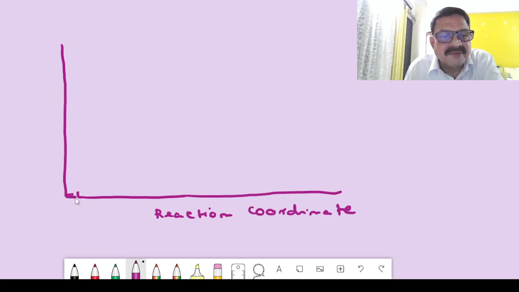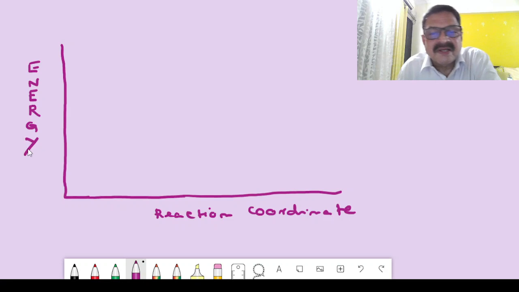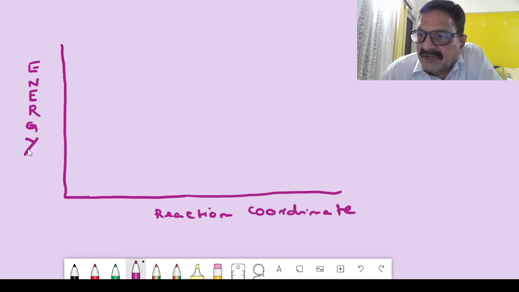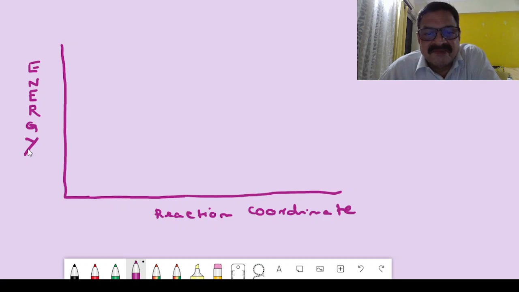Yeah, now it has come out more or less all right. So roughly you can follow. Okay, here we'll be plotting energy. Now what will be the nature of the energy diagram here? It's a one-step mechanism. There will be only one energy barrier, only one transition state here.